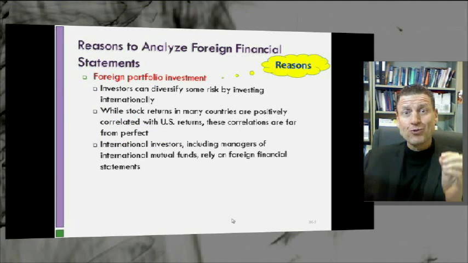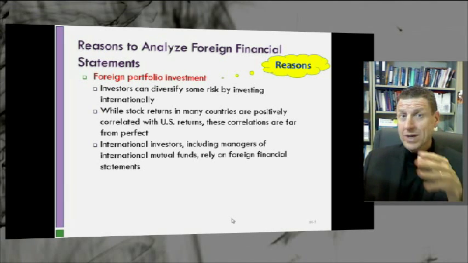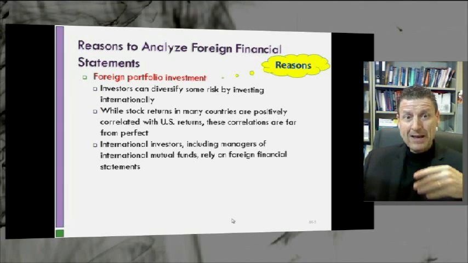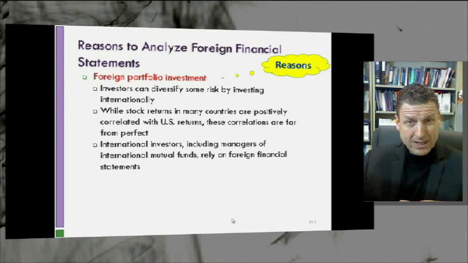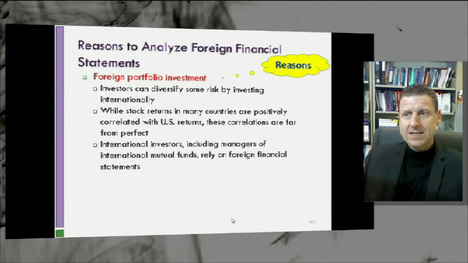Okay, so what are the reasons to analyze foreign financial statements? There are several reasons. We're going to go through them pretty quickly here. Foreign portfolio investment. Investors can diversify some risk by investing internationally. Now let's have a look.